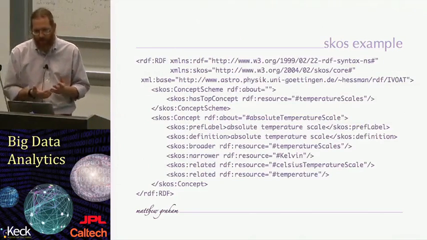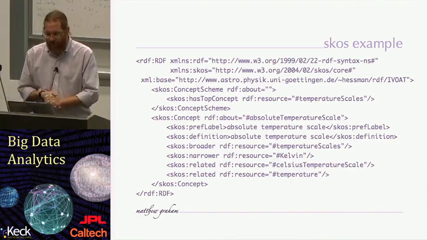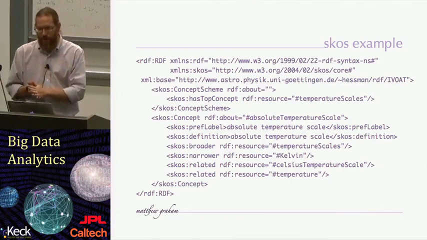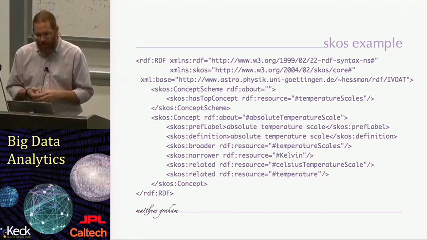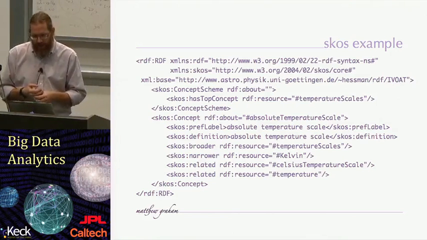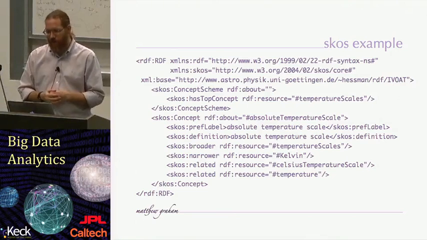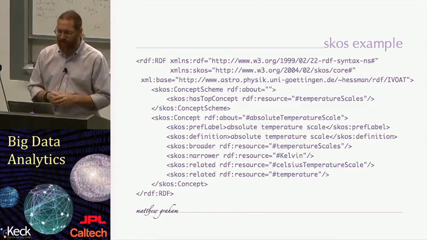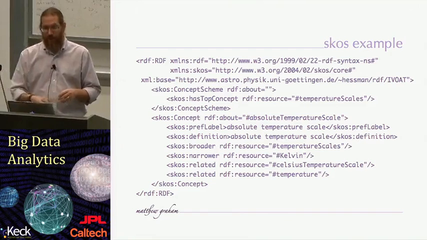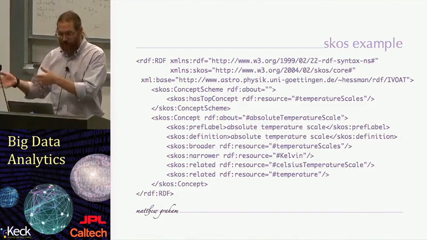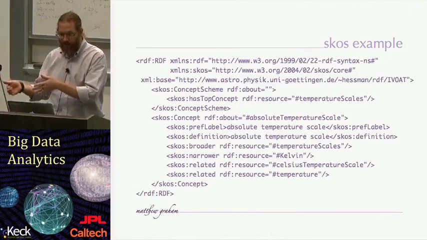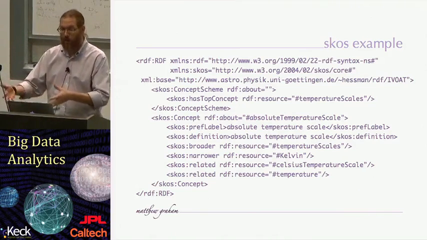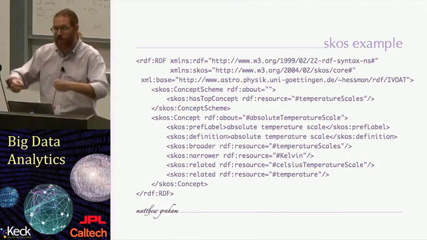And here is an example of a SKOS vocabulary. This is actually defining a temperature scale. I'm listing a whole load of different temperature scales here, but the one I'm particularly describing in this example is the absolute temperature scale. I'm saying that this has a preferred label, which is "absolute temperature scale" in lowercase. For the definition, I provide a human-readable definition here. There's a broader term of it in terms of this concept, which is temperature scales.